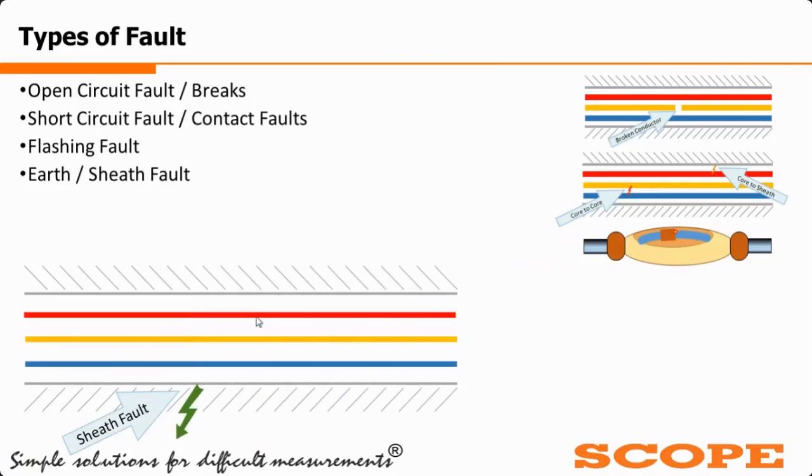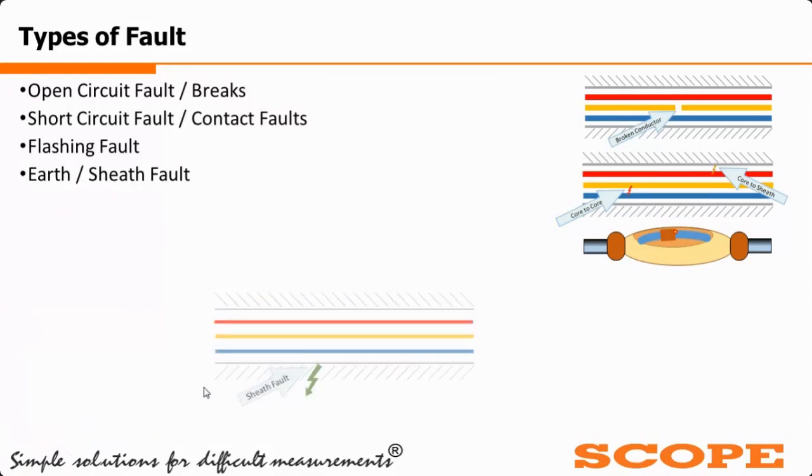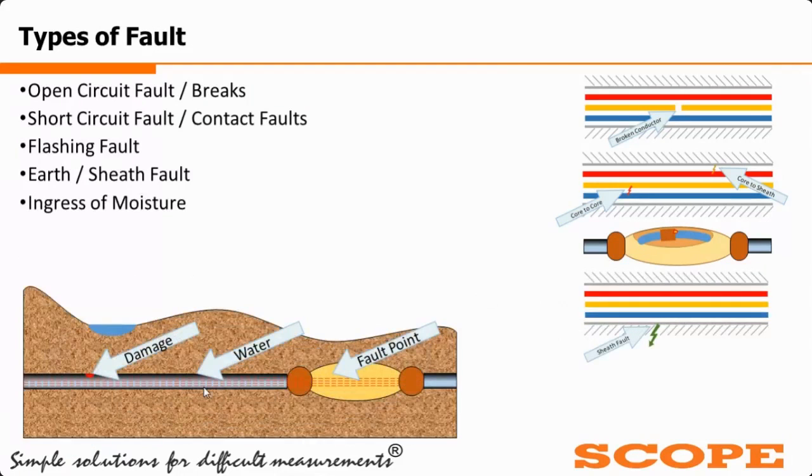The next type of fault is the earth fault or sheath fault. Mainly the outer PVC jacket of the cable is damaged, and the armor of the cable or the copper shield comes into contact with the earth, and that's why this type of fault is called a sheath fault. Next one is the ingress of moisture.